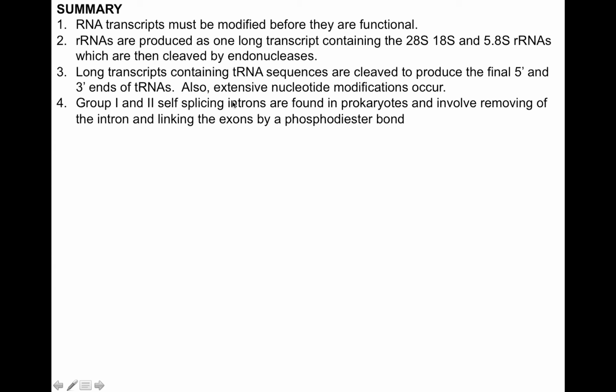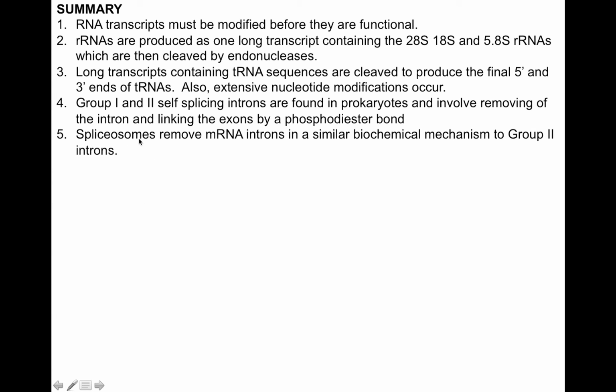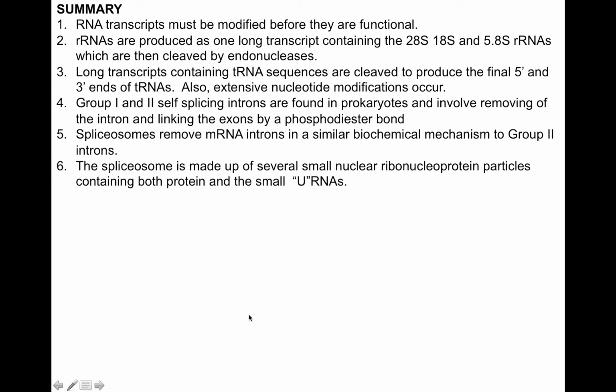Group 1 and Group 2 self-splicing introns are found in prokaryotes and involve removing the intron and the linking of the exons by a phosphodiester bond. It was one of the first examples showing that RNA had catalytic properties. Spliceosomes remove messenger RNA introns in a similar biochemical mechanism to the group 2 introns. The spliceosome is made up of several small nuclear ribonucleoprotein particles containing both protein and the small U RNAs.